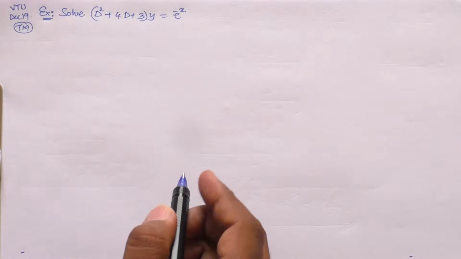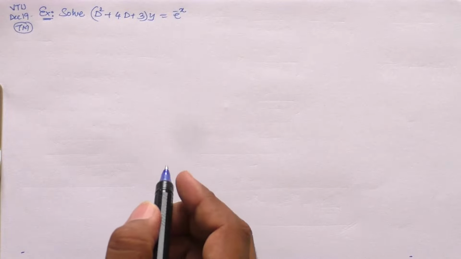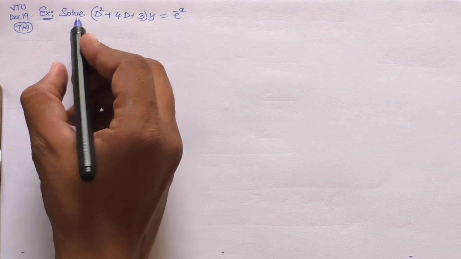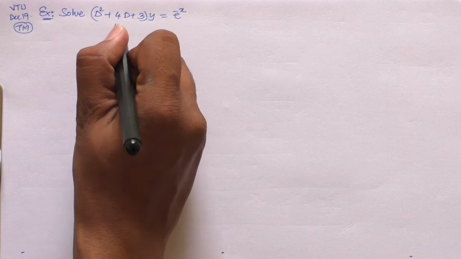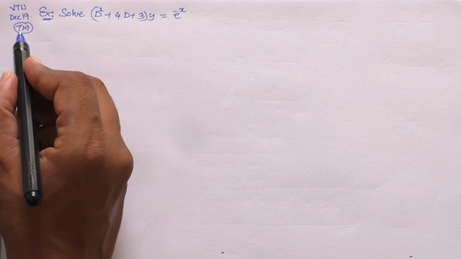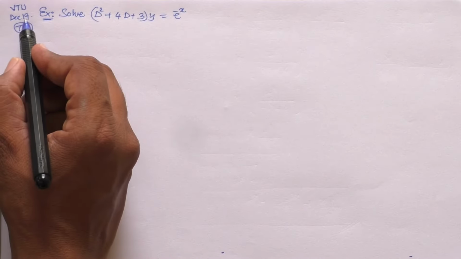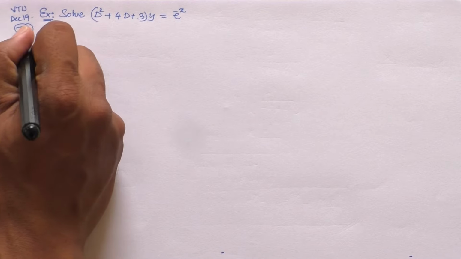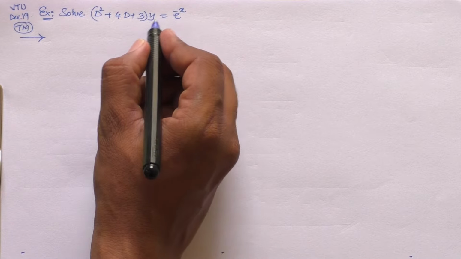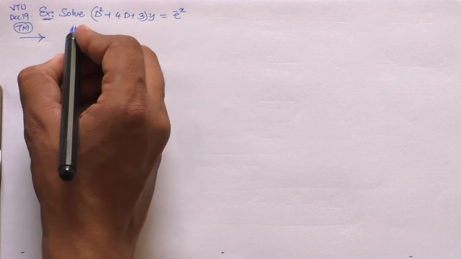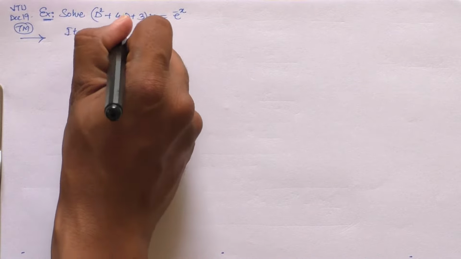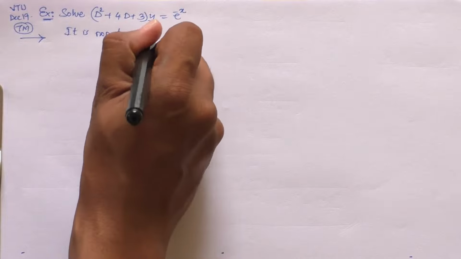Now let us solve some important problems which have appeared in VTU exams. So here we have the question: solve (D square plus 4D plus 3) y equal to e raised to minus x, which has been given for 7 marks in December 19 VTU exams. When you look at this example, we have y as well as x terms both. So it is a non-homogeneous linear differential equation.